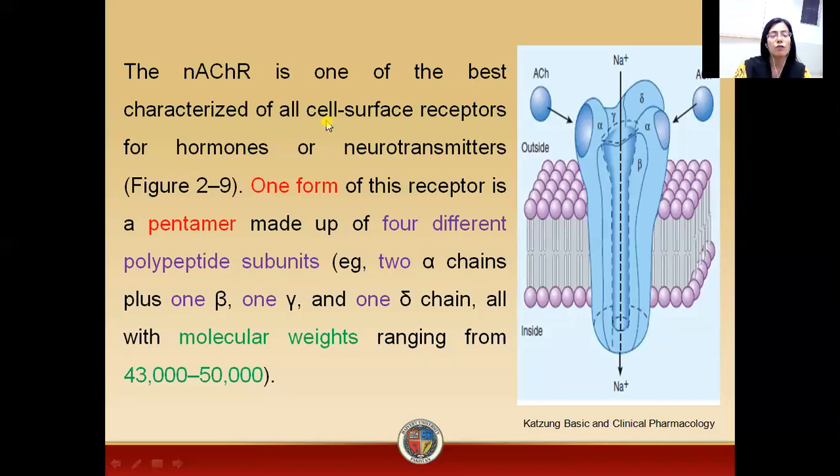So there are different forms of acetylcholine receptors. And one of these receptor forms is very common, that is pentamer. Basically, this pentamer is composed of 5 polypeptide subunits. Out of these, 2 subunits are of alpha polypeptide chain or alpha unit. One is beta, one is gamma, and one is sigma. So, the molecular weight of these ranges from 43,000 to 50,000.